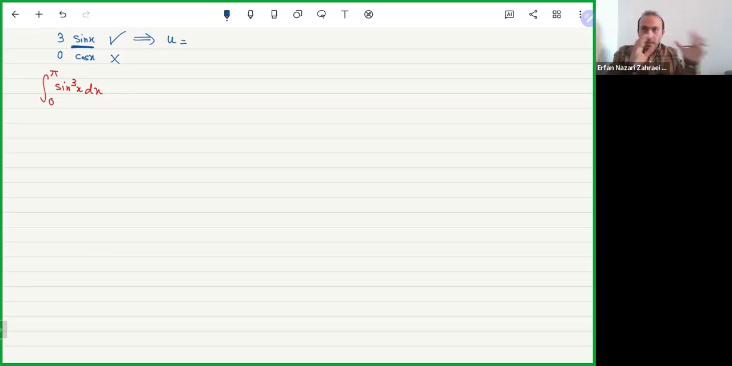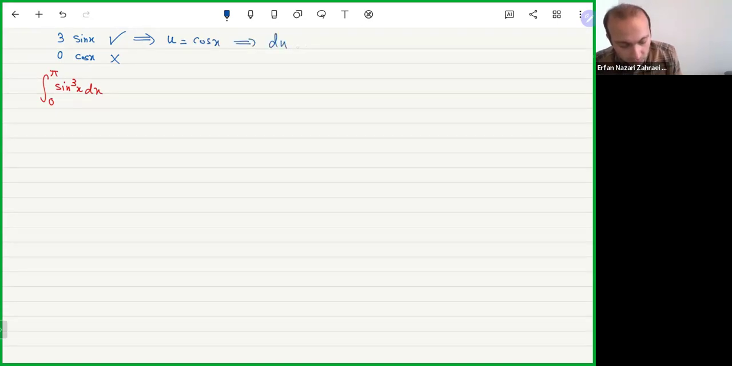Sine and cosine are paired in the integral, tangent and secant are paired. So the other than sine, it's cosine. It's cos x. Then du is negative sine x dx. Good. So let me substitute u equals cos x in this integral.